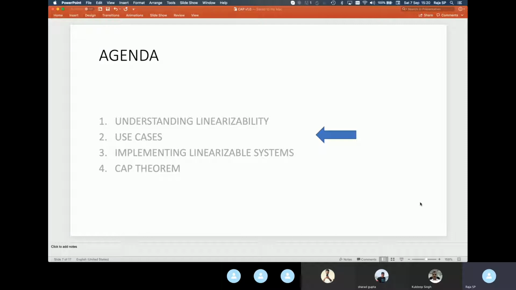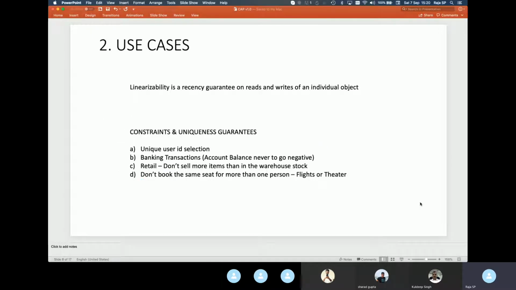If you look at use cases, most of us would have encountered these in the past. We talk about linearizability as a recency guarantee on reads and writes of an individual object. So from a client perspective, we are able to always get the most recent updated value, whether we are reading or before writing. That's the guarantee that linearizability is giving.